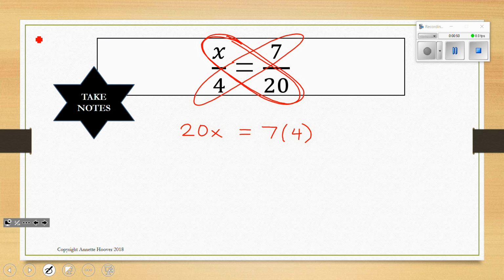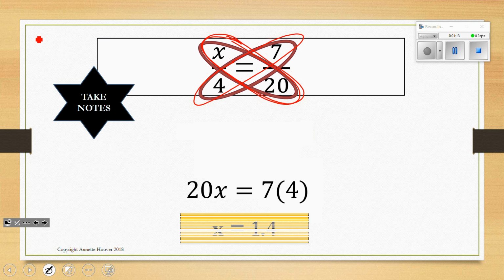So first, we want to multiply the side without the variable. So we still have 20x, and on the right side we have 7 times 4, which is 28. Now we would divide both sides by 20. And when you do that, you will find the value of x to be 28/20ths, which you can simplify. And I have this on my PowerPoint here, so I can do it this way, which is 1 4/10.